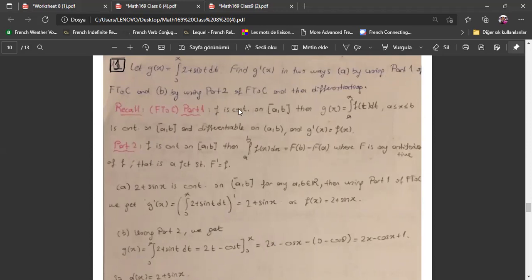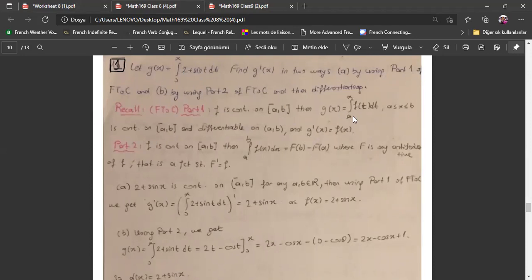So what's the assumption in the first one? We have a function f inside, so it should be a continuous function on some interval. You see, we have 2 plus sine t, so it's always continuous. Sine t is continuous, 2 is continuous, then the sum of them is again continuous. So this function is continuous no matter what the interval is, and we can apply the theorem.